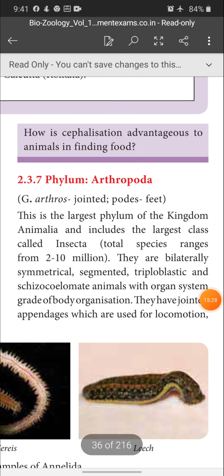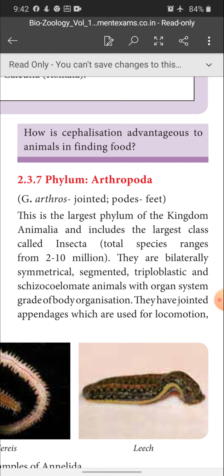Next phylum Arthropoda. This is the largest phylum of the kingdom Animalia and includes the largest class called Insecta. Total species ranges from 2 to 10 million. Okay, phylum Arthropoda, it's the largest phylum of the kingdom Animalia, children. And in this phylum Arthropoda, there is a class called Insecta, and this is the largest class of all the animal kingdom. The number of species included in this class Insecta are 2 to 10 million.